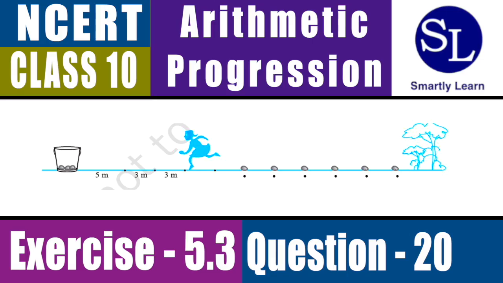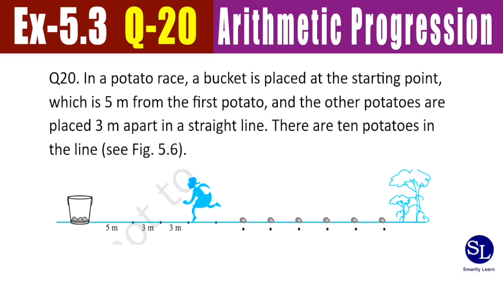In this video, let us see how to solve the 20th question in exercise 5.3. In a potato race, a bucket is placed at the starting point, which is 5 meters from the first potato, and the other potatoes are placed 3 meters apart in a straight line. There are 10 potatoes in the line.